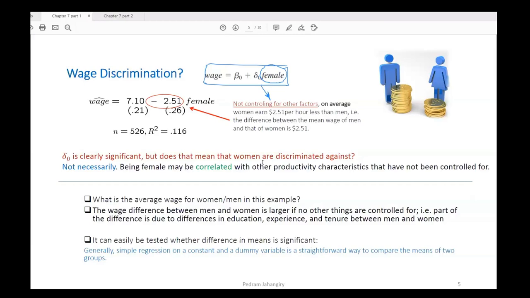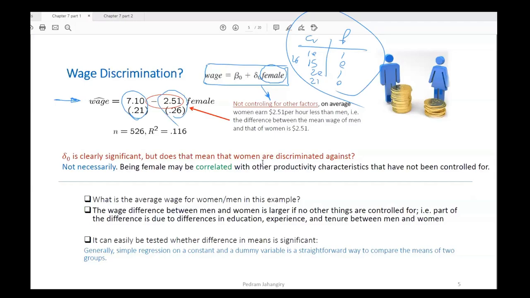But let's say I have data: I have wage, I have gender. So 10, 1; these are hourly wages; 15, 0; 21, 0; 16, and so on. So I have a data set, and I can easily run a regression. Let's say this is the output. Wage hat is going to be 7.10 minus 2.51 female. Both the intercept and the slope are super significant.